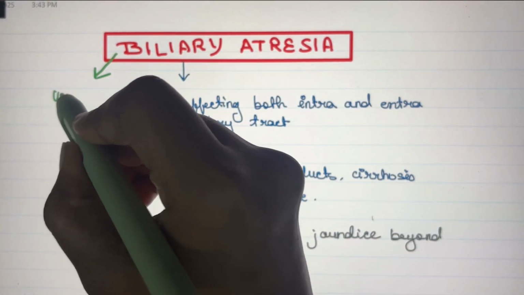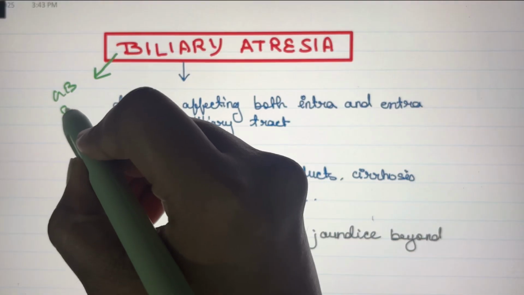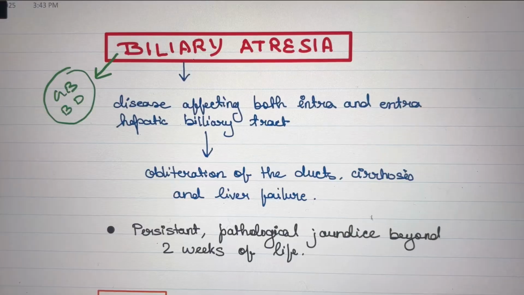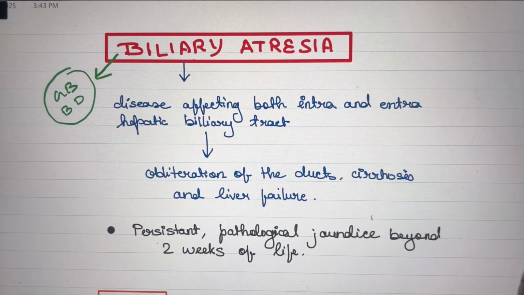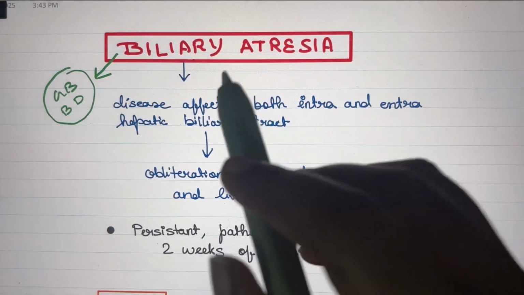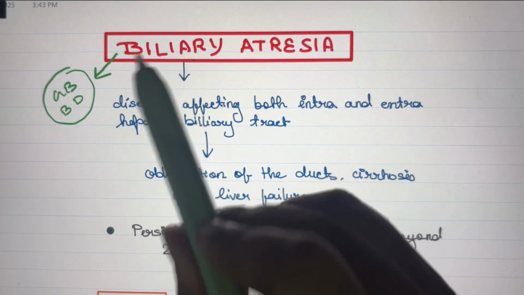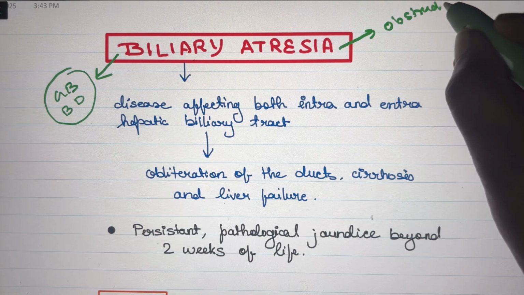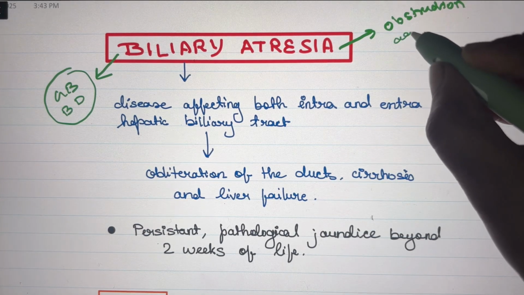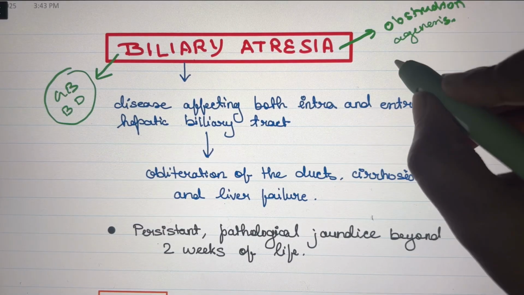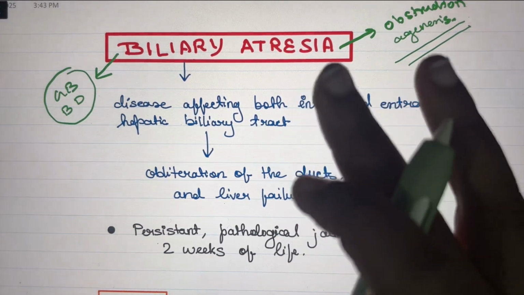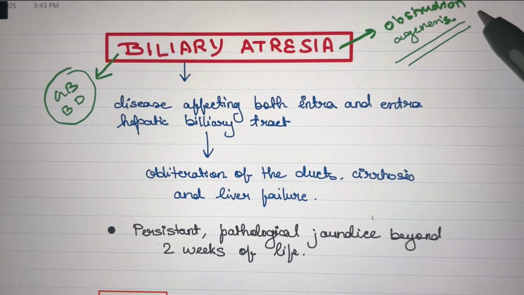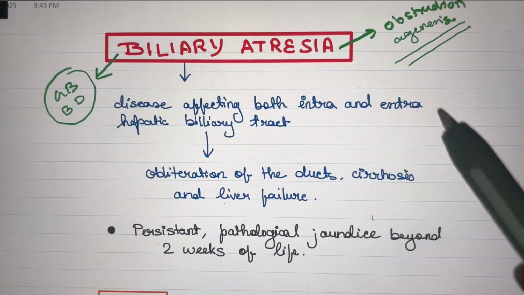Biliary means gallbladder and bile ducts, which include the common bile duct, common hepatic duct, right and left hepatic ducts, cystic duct, and gallbladder. The biliary tree and the gallbladder are known as biliary. And atresia means either there is obstruction or there is agenesis. So if a biliary tree including the gallbladder has an obstruction or agenesis, this is known as biliary atresia.